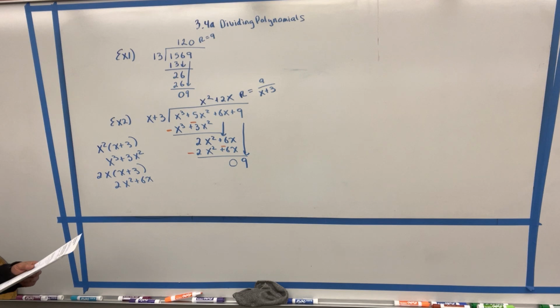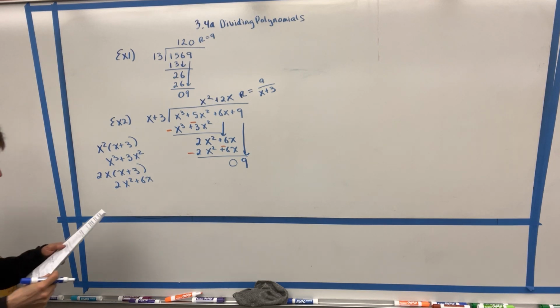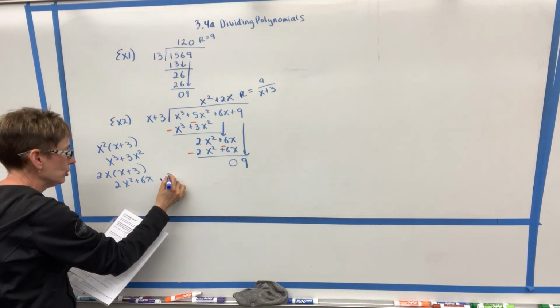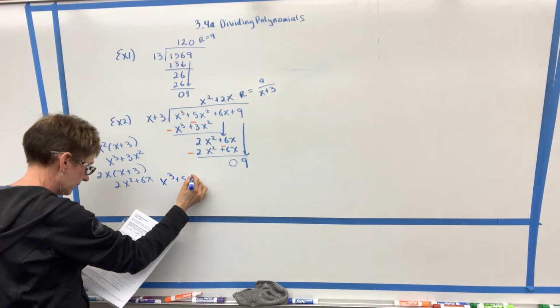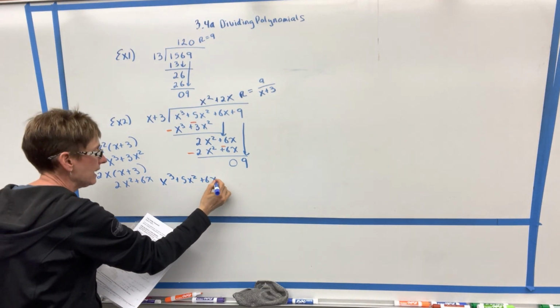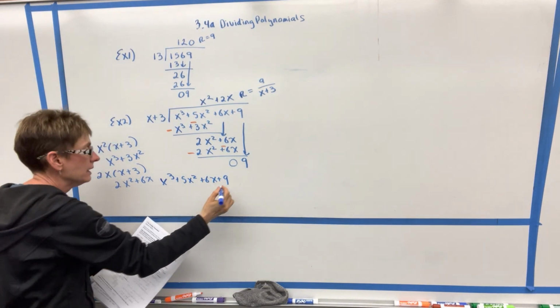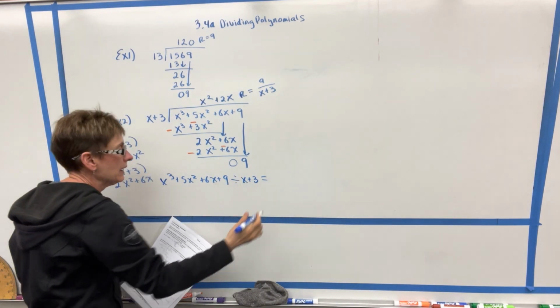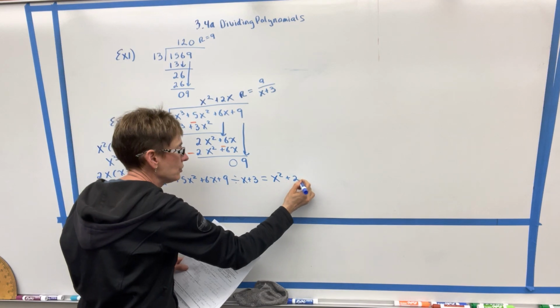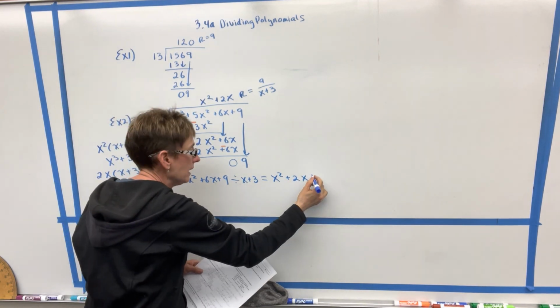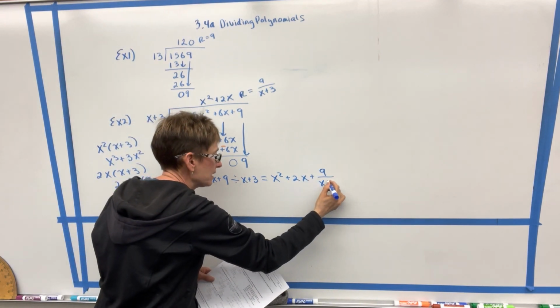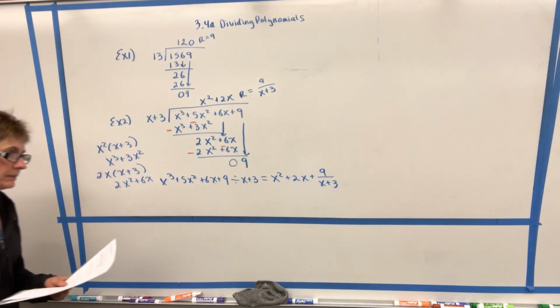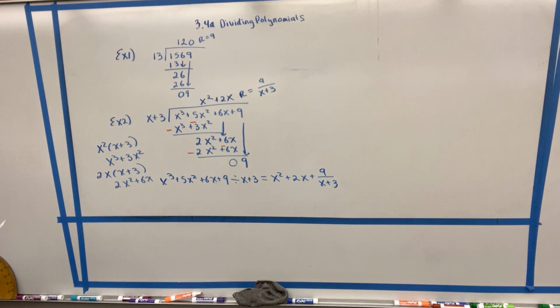So there's a couple of different ways that we can look at this. We can say that x cubed plus 5x squared plus 6x plus 9 divided by x plus 3 equals x squared plus 2x plus 9 over x plus 3. That is one way of looking at it.